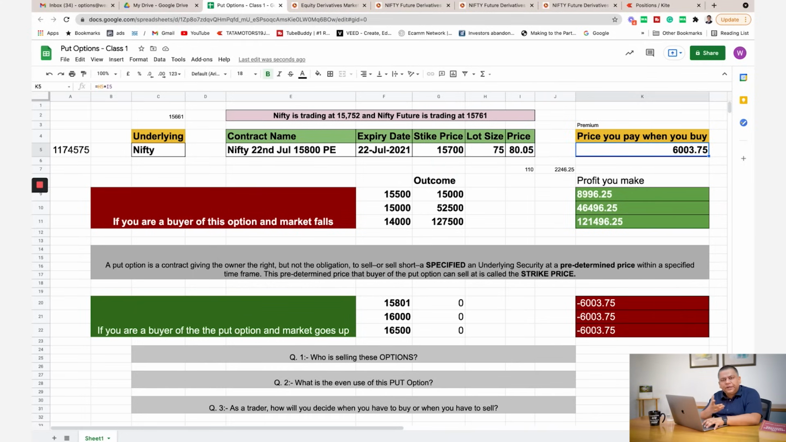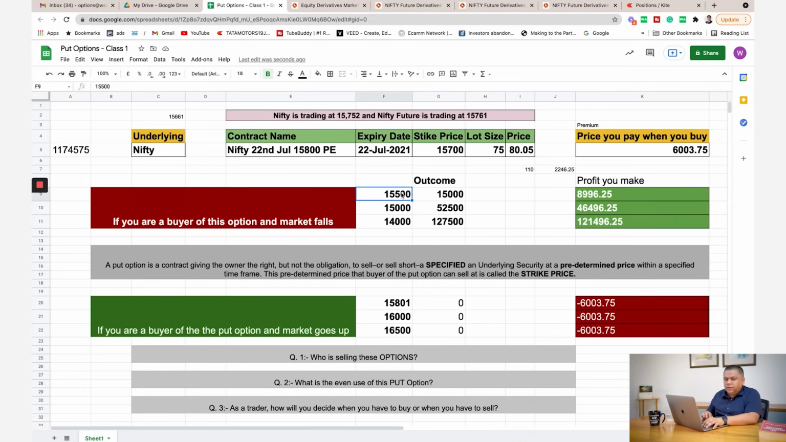So the total premium which I'm going to give to the market when I buy this option is 75 into 80.05, which is approximately 6,000 rupees. So when you buy this, now what happens? When you buy, all you get is a right. How will you exercise that right? Let's create different market scenarios.